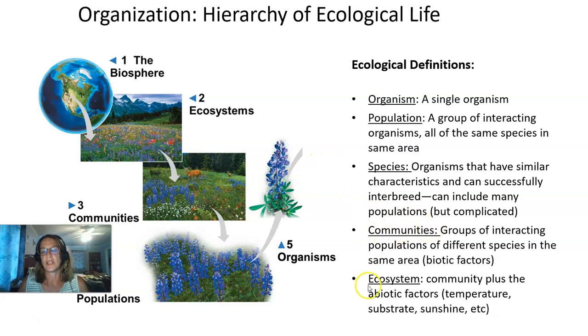And an ecosystem is that same community, but now it's going to encompass some of the abiotic or non-living factors, such as the soil and the temperature and how much oxygen there is and how much water there is. So the ecosystem is really just a community plus the non-living factors, and we often call those abiotic factors.